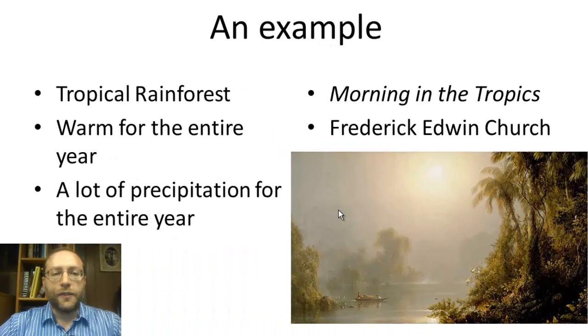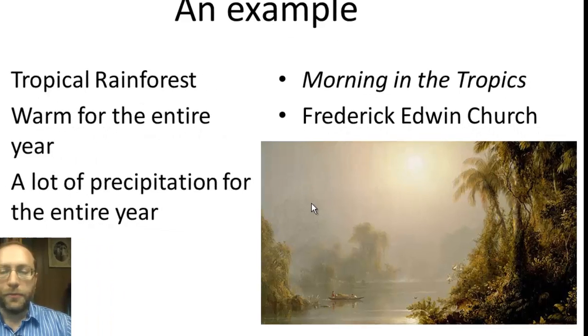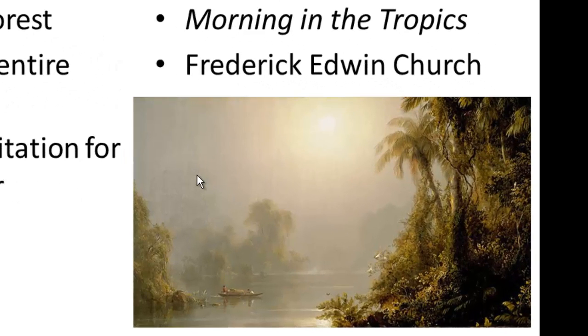Now here I'm going to give you an example of a biome and the climate for that biome. And right here I have a bit of an art connection. This is a painting called Morning in the Tropics. It was painted in the 19th century. It's by an American, Frederick Church, and the school of painting for this is the Hudson River School. It's one of my favorite styles, that and Impressionism. And this biome here is tropical rainforest.